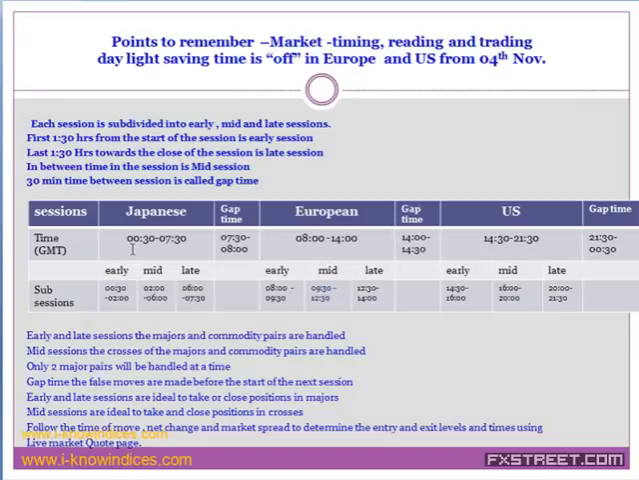Then the Japanese session will be from 0030 to 7:30. 7:30 to 8 will be the gap. 8 to 14 GMT will be the European session. 14 to 14:30 will be the gap time. Then 14:30 to 21:30 will be the US session. 21:30 to 0030 will be the Japanese session.